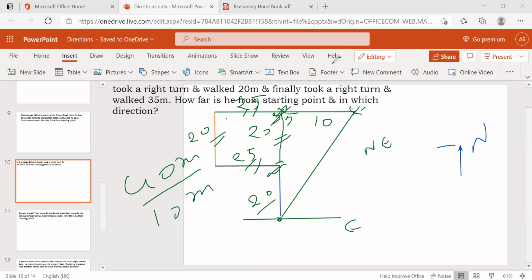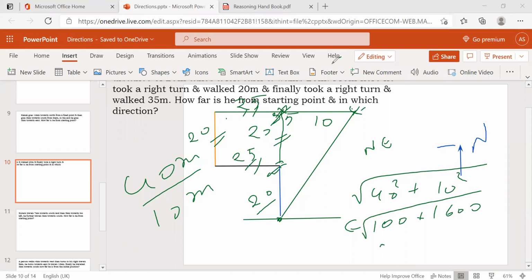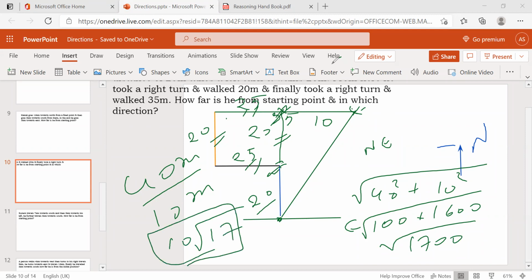Now we know A and B, just root of 40 square plus 10 square. So 10 square is nothing but 100 plus 40 square is nothing but 1600. It's nothing but root of 1700. From this we can take 100 out. That means 10 root 17 meters, northeast direction. Is it clear? Northeast direction. Clear, guys? We'll move to the next question.